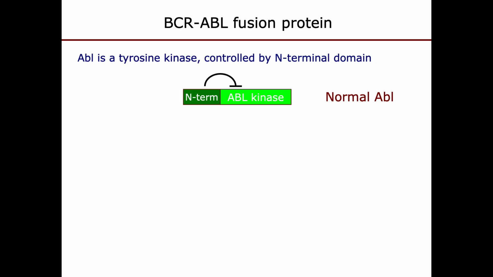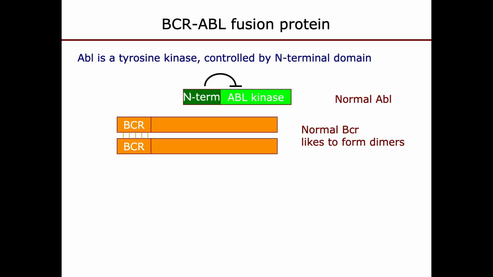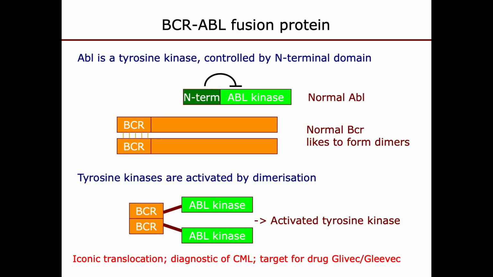To give you some idea of just how powerful these fusion gene effects can be, here's a diagram of the ABL gene. It's a tyrosine kinase, and it's controlled by its N-terminal domain. The N-terminal domain folds over and blocks the ABL kinase in the normal resting state. Side by side with that, I've put BCR, and the normal BCR likes to form dimers or possibly multimers. And when these two proteins are joined together by chromosome translocation, you have the front end of BCR joined to the tail end of ABL. And this has several effects.